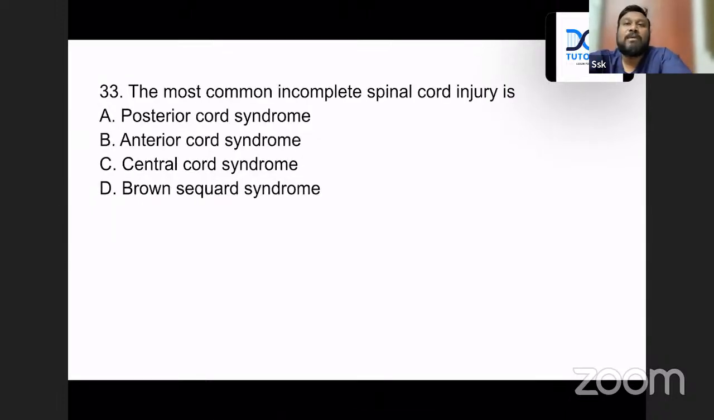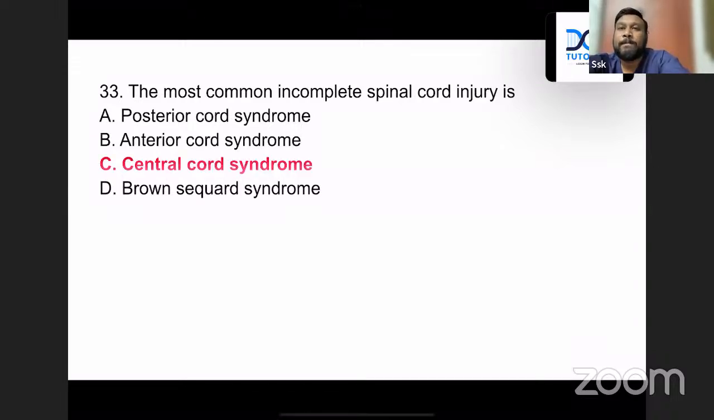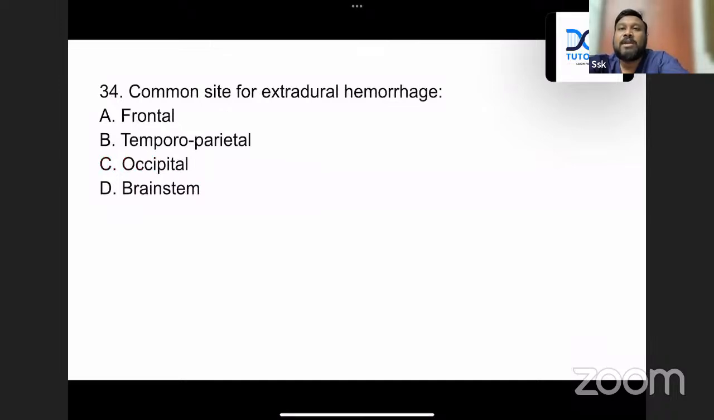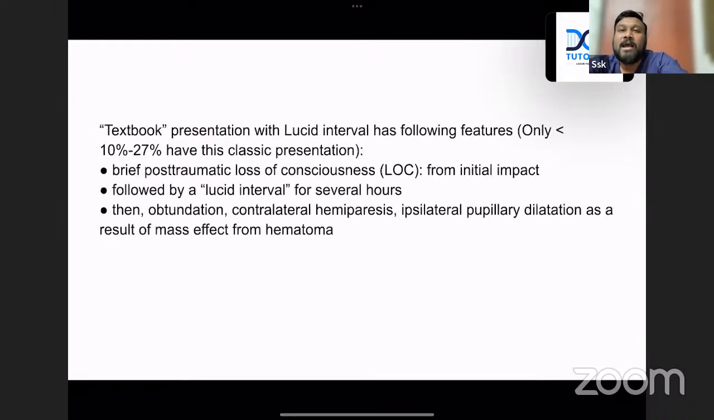This is a very important question. The most common incomplete spinal cord injury will be the central cord syndrome. This is very important. Common site for extradural hemorrhage, the answer will always be temporoparietal. And one more point, the lucid interval. Textbook description: brief post-traumatic loss of consciousness following initial impact, followed by some period where the patient is fully conscious. That is what is called the lucid interval.